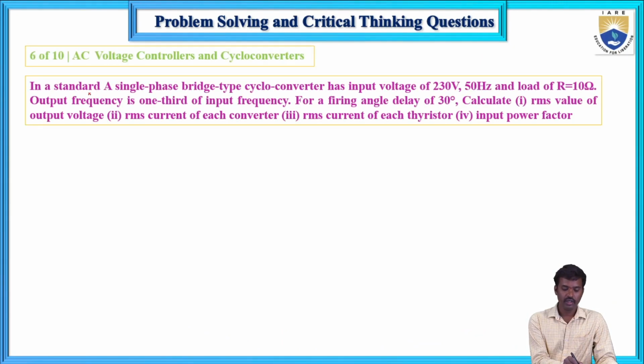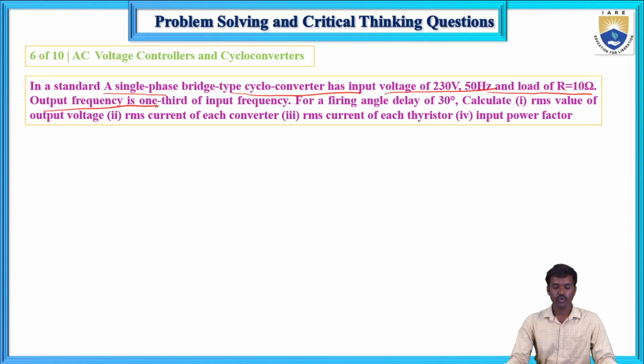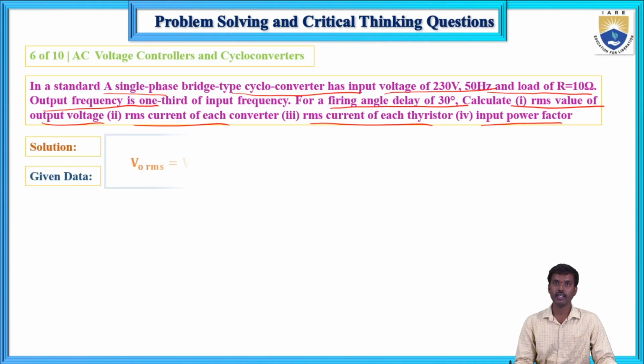Next case. In a standard single phase bridge type cycloconverter, the input voltage is 230 volts, 50 Hz, and the R value is 10. The output frequency is 1/3 of the input frequency and the firing angle delay is 30. Calculate the RMS value of output voltage, the RMS current of each converter, the RMS current of each thyristor, and the input power factor. Solution for this with the given data.